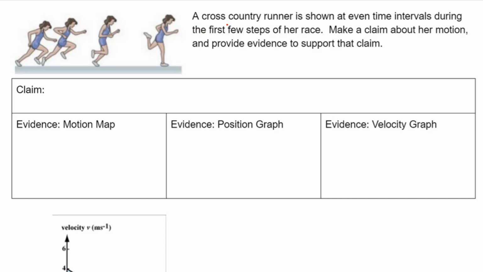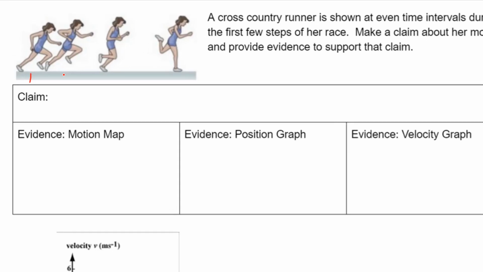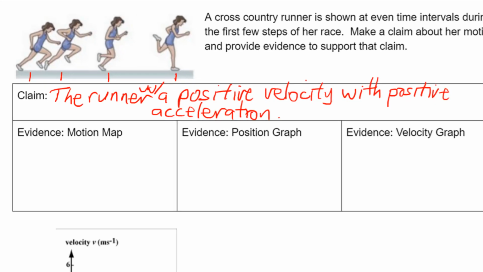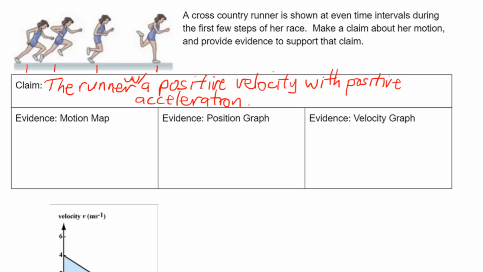In this first problem, a cross-country runner is running at even time intervals during the first few steps of her race. Make a claim about her motion and provide evidence to support that claim. We can see that our runner's position is here, then here, then here, then here. These positions in subsequent seconds are getting further apart. So my claim is that the runner is running with a positive velocity with positive acceleration. We could probably also say a positive velocity with increasing velocity as well.